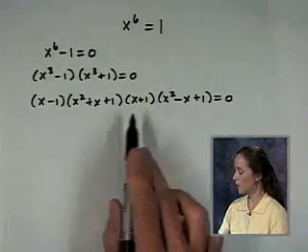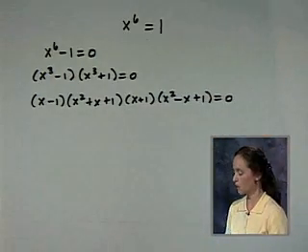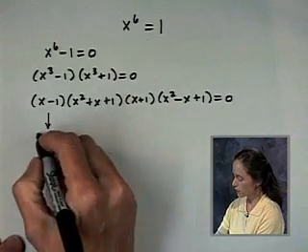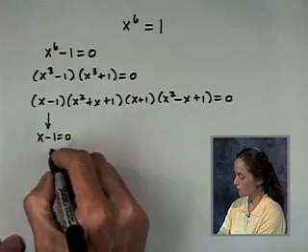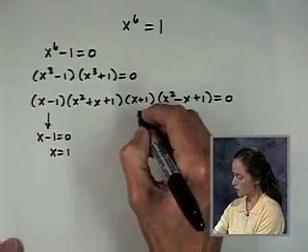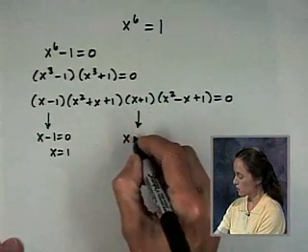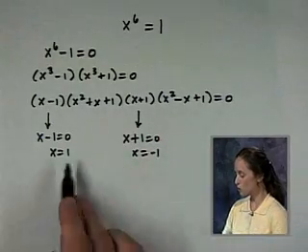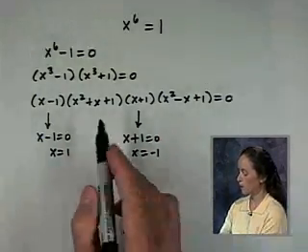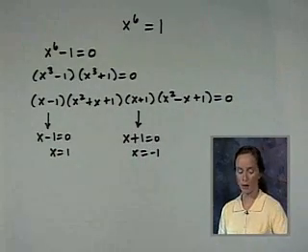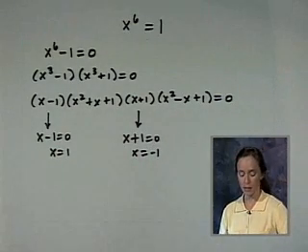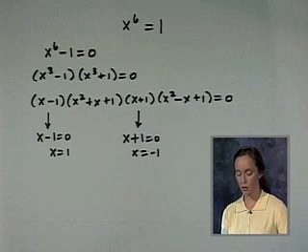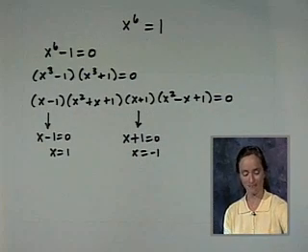I need to set all of these factors equal to 0. Let's begin with the binomials. This factor, set equal to 0, gives us the x value 1. This factor, set equal to 0, gives the x value negative 1. Those are 2 solutions. The other 2 are quadratics. To set them equal to 0, I'm going to use the quadratic formula.